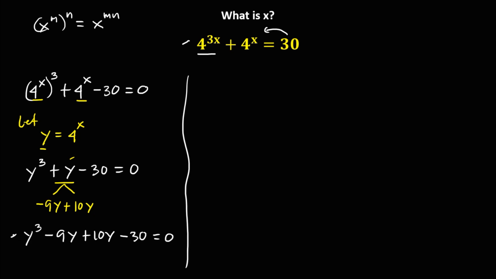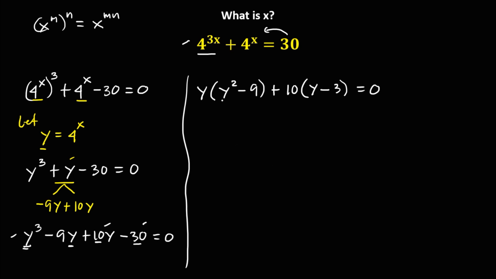Then from this equation, from these two terms, we can factor out y. So put y outside. So this becomes y to the power 2, then minus, since we put y outside, that's minus 9, then plus for these terms, we can put this positive 10 outside, then times y, then minus this 30 divided by 10, that's 3, then equals 0.